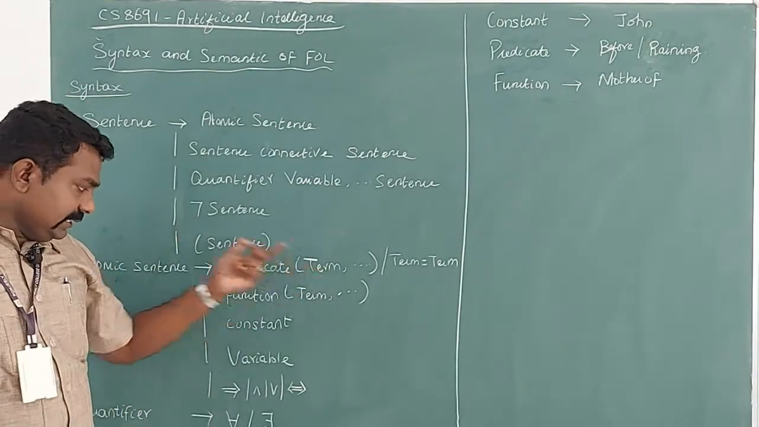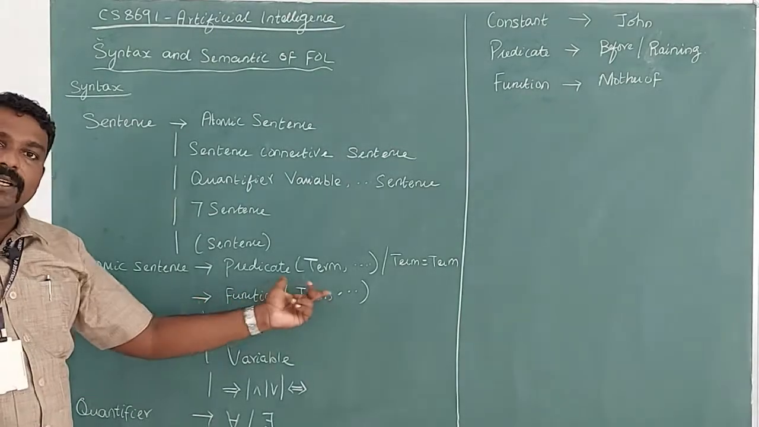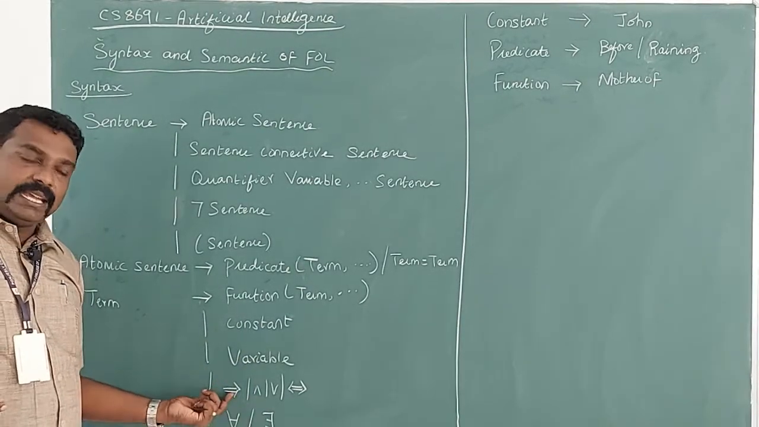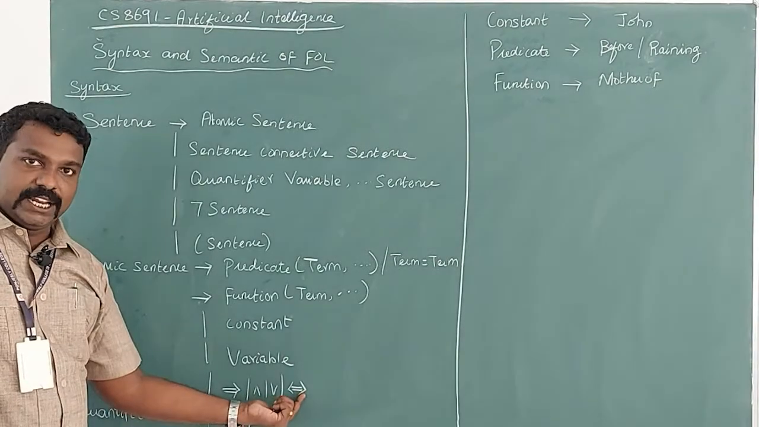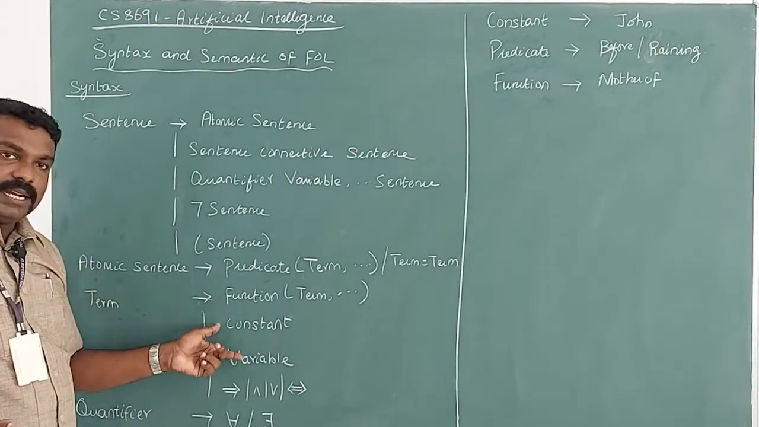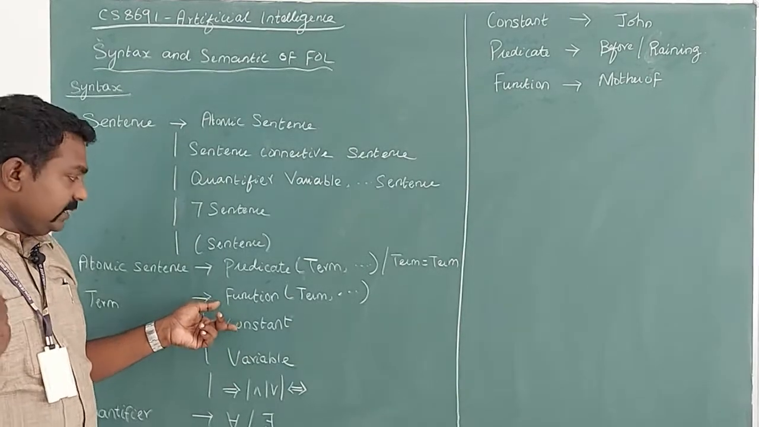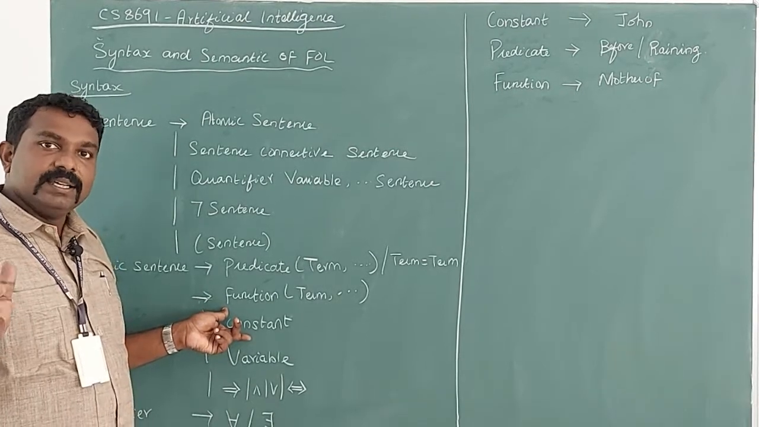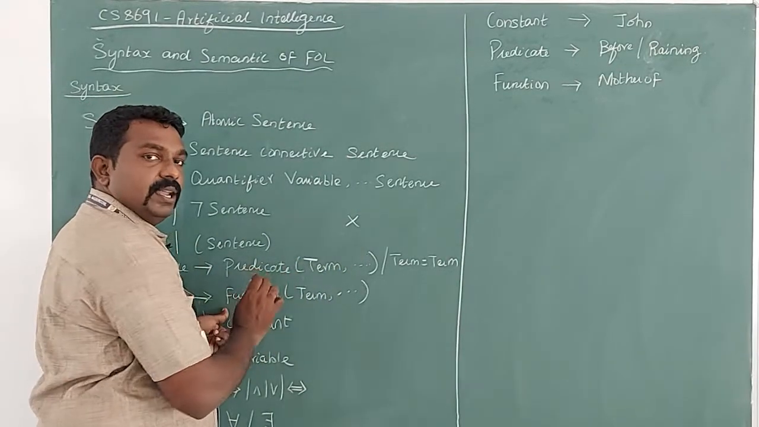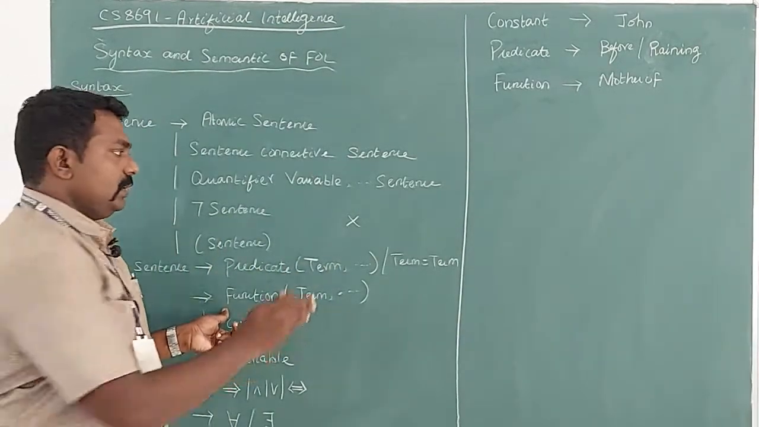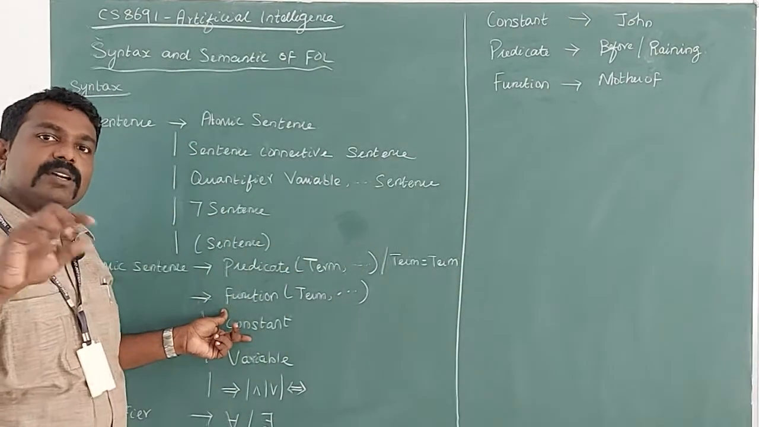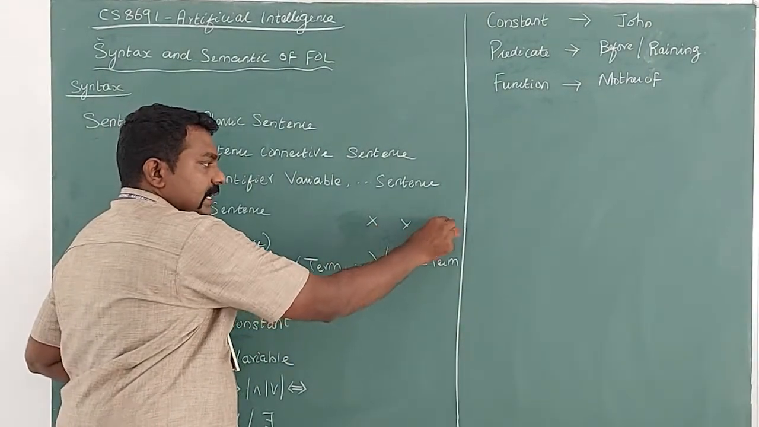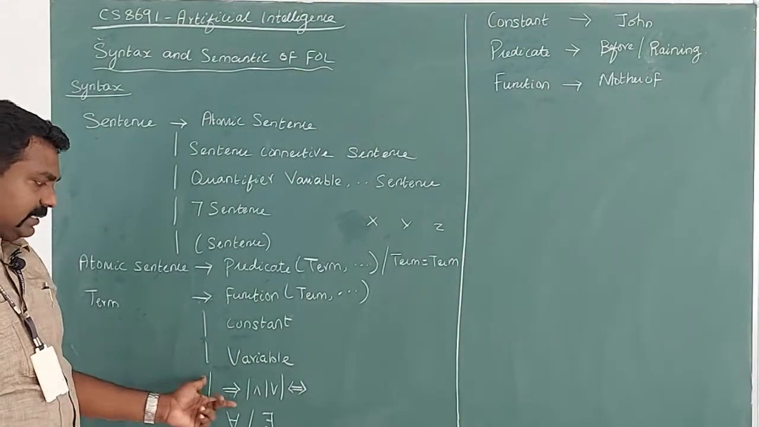And what is a term? A term can be a function of terms, or a constant, or a variable. It can also involve connectives like implication, and, or bidirectional. So a term can be a constant, a variable, or a function. What is a constant? A name like John is a constant. X is a constant, Y is a constant. Any symbol or name you call a constant. What is a variable? Terms like X, Y, Z you call variables. Then these are some of the connectives.